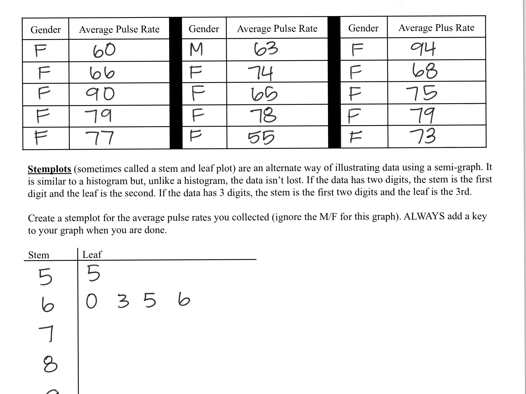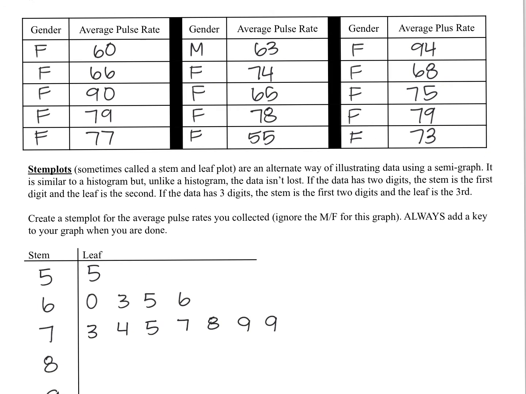Then we're going to move on to the 70s, which had a 73, a 74, a 75, a 77, a 78, and 2 79s. Now, if I have a number that's repeated, I don't just write it once. I will write it twice because I have to account for all the data, so that every number appears in my stem and leaf plot.